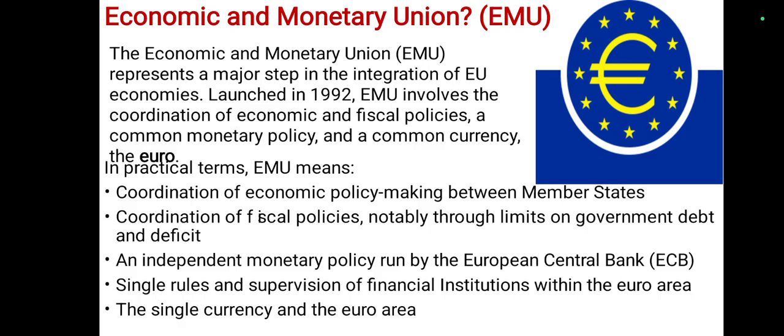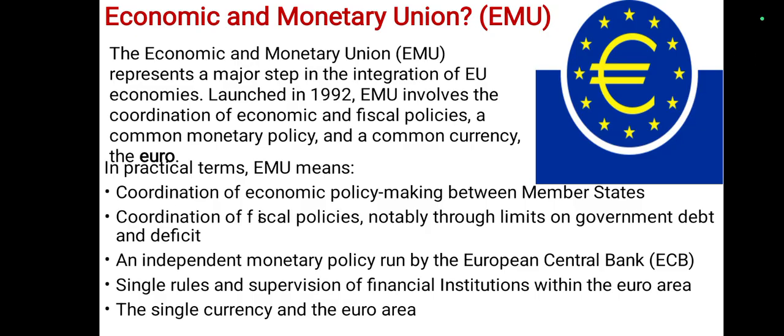Next we have the economic and monetary union. The economic and monetary union represents a major step in the integration of European Union economies. It was launched in 1992 and coordinated various economic and fiscal policies. It is a coordination of economic policy making between the member countries. It was majorly for the European countries, with member states making policy and coordinating fiscal policies, notably through limits on government debt and the deficit.